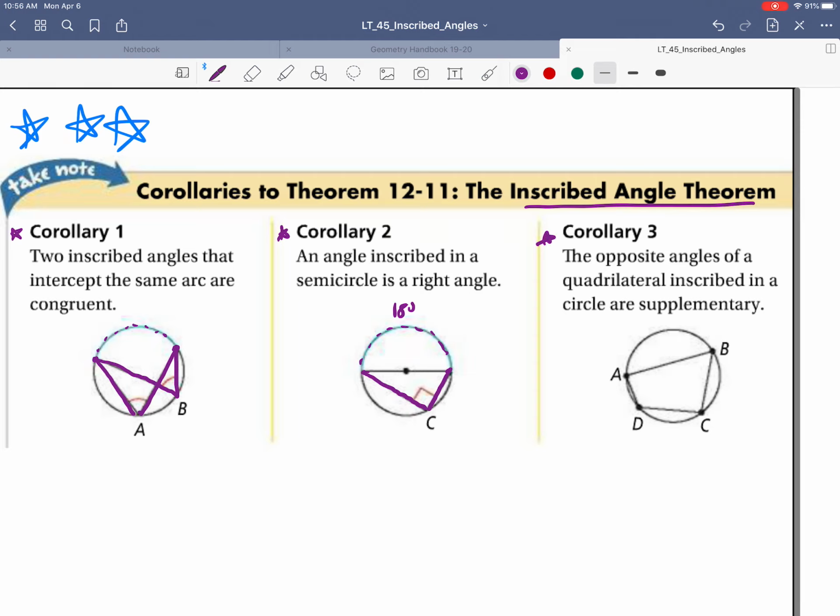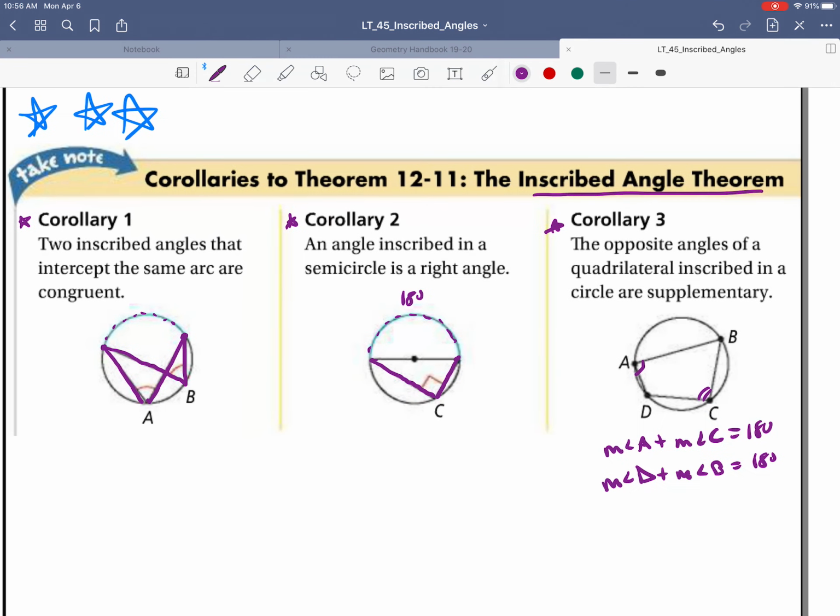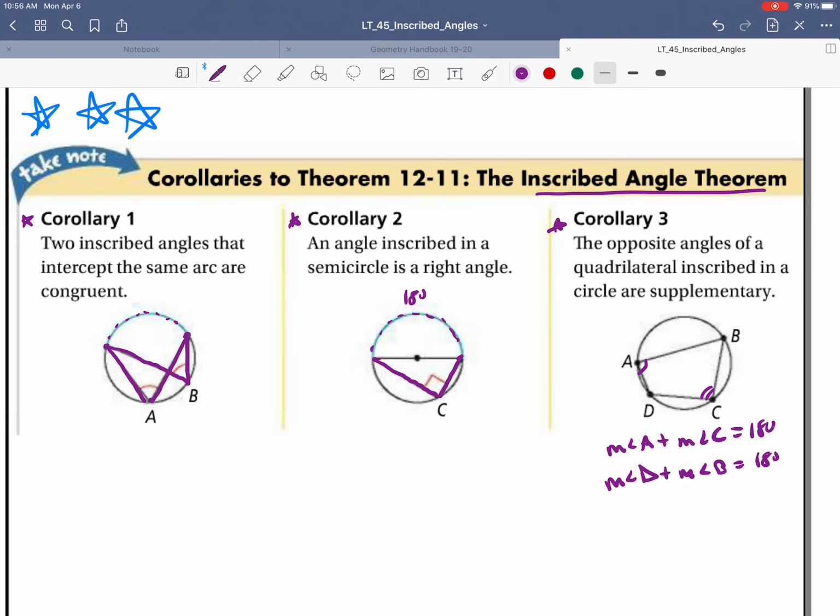And corollary 3 says the opposite angles of a quadrilateral inscribed in a circle are supplementary. A and C are supplementary. So the measure of angle A plus the measure of angle C equals 180. The measure of angle D plus the measure of angle B equals 180. Opposite angles are supplementary when you have a quadrilateral inscribed in a circle. Add those three to your handbook and then press play when you are finished.